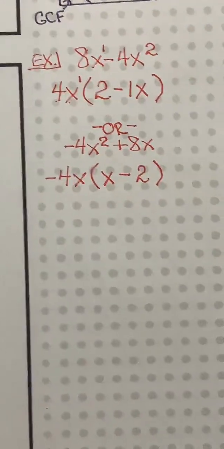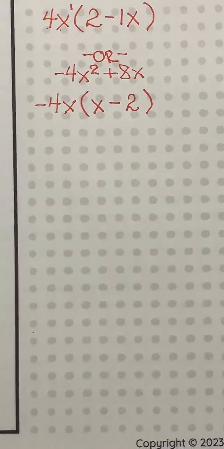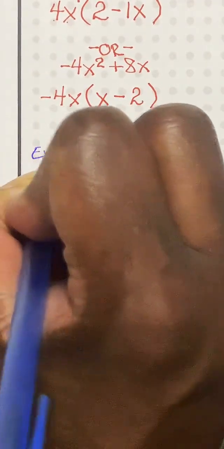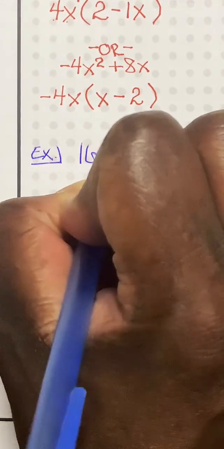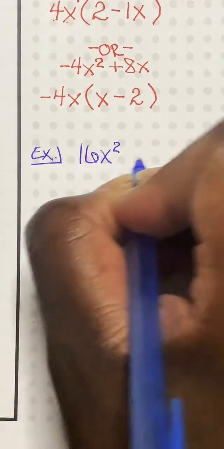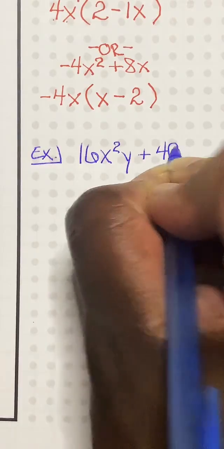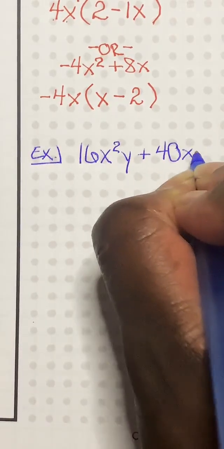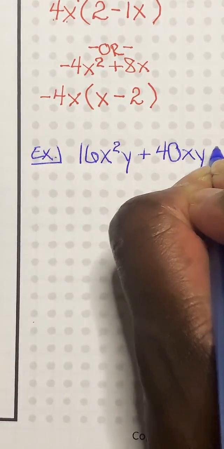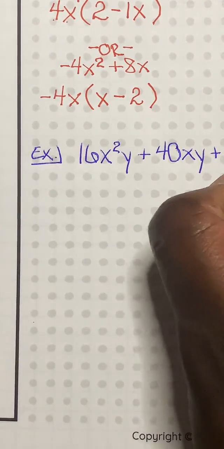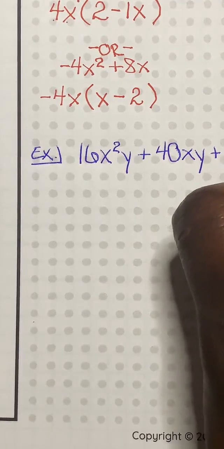Okay, so let's try one more and then we're going into our tricks. Okay, so let's step it up. All right, so we have 16x squared y plus 40xy plus 8xy squared.